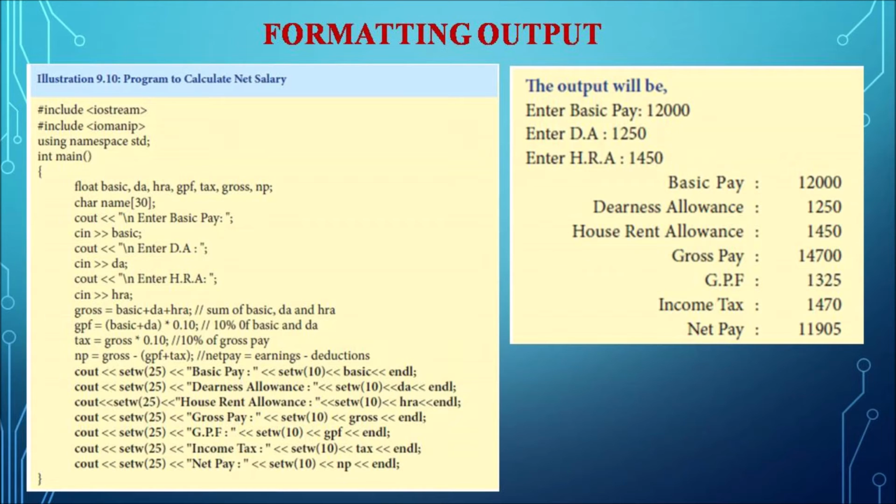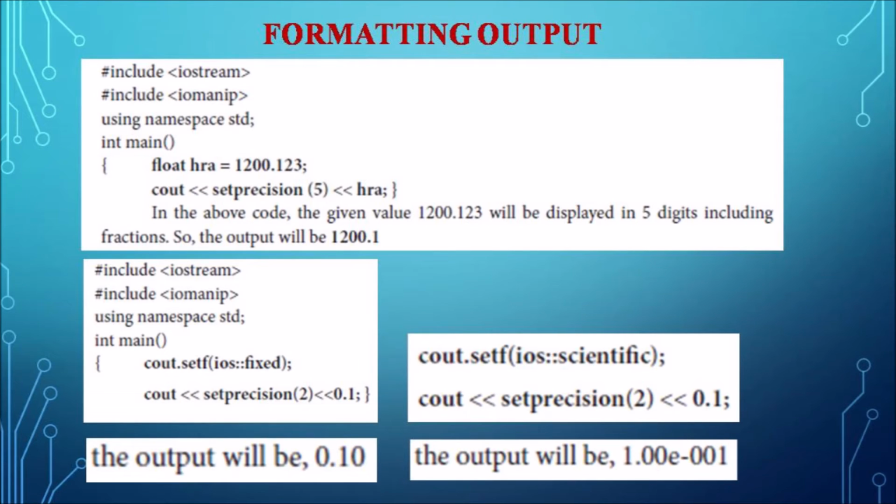With these manipulators, this is how we can format the output based on the user's need. The next example we are going to see is about setprecision and setf, and how they work. In the example, the same iostream and iomanip header files are included.